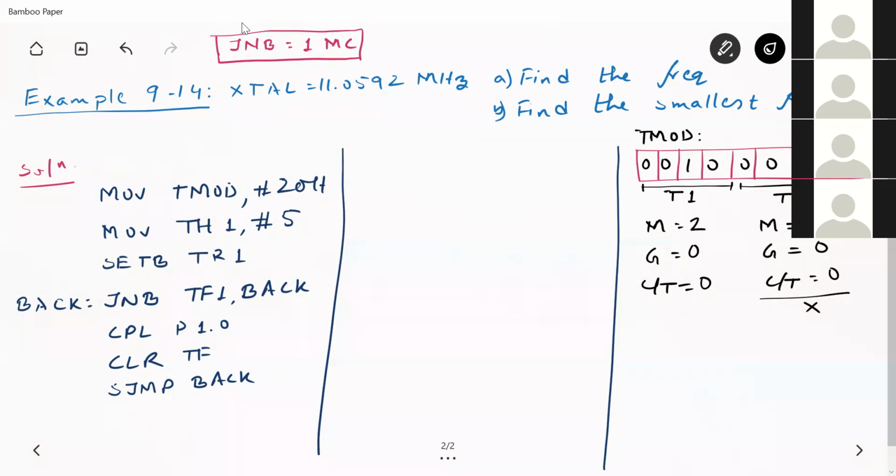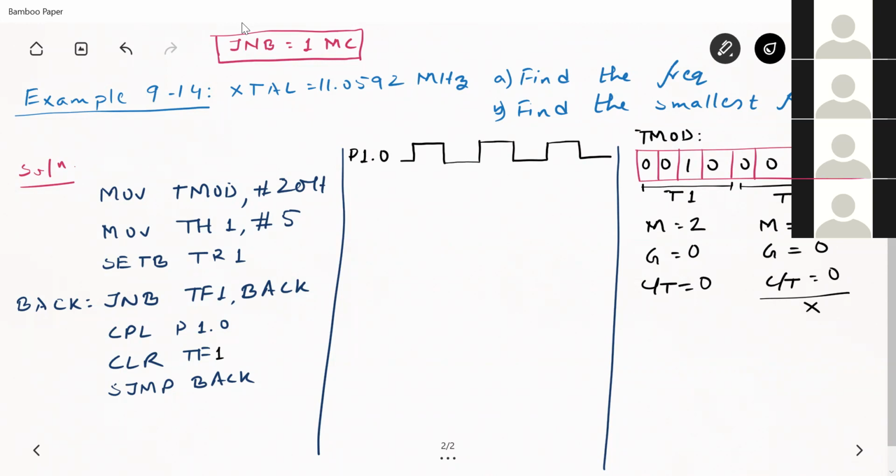Then we complement P1.0. That means the output of P1.0 will be something like this. It will be high for some time. It will remain low for the equal amount of time. Again, it will be high. It will remain low. And this process will go on. So this is the output that we are getting from P1.0 from this code. Then we clear, sorry, it will be TF1. Yeah. So we clear the timer overflow flag. Then we go back. So this is the output.